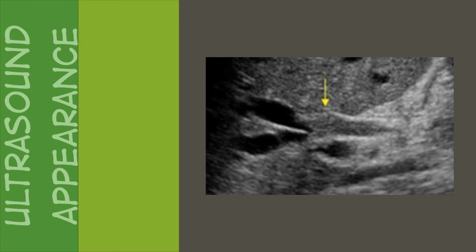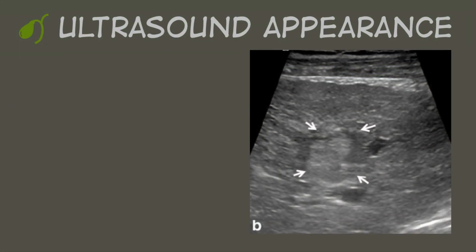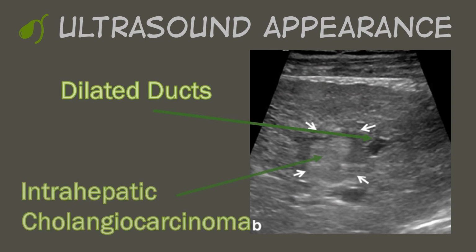Let's take a look at what it looks like on ultrasound then. So here we have a picture of intrahepatic cholangiocarcinoma. It is a little tricky to see, but it is a soft tissue mass that develops within the bile ducts. As that mass develops, you're most likely going to have obstruction occur, and we know that proximal to the obstruction, we'll start to see dilation of the ducts.